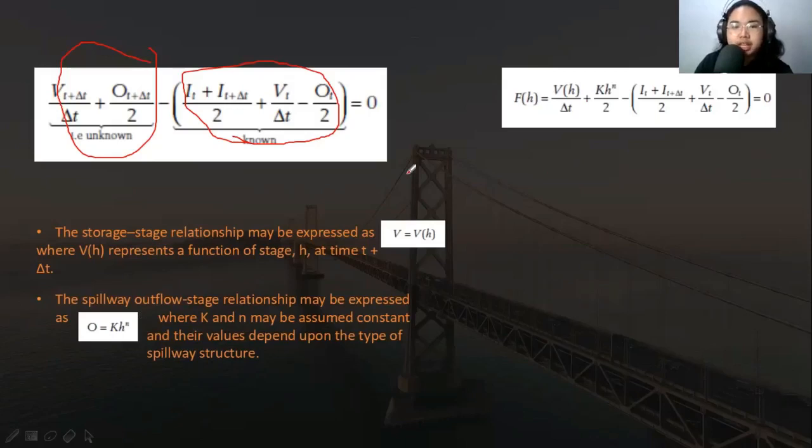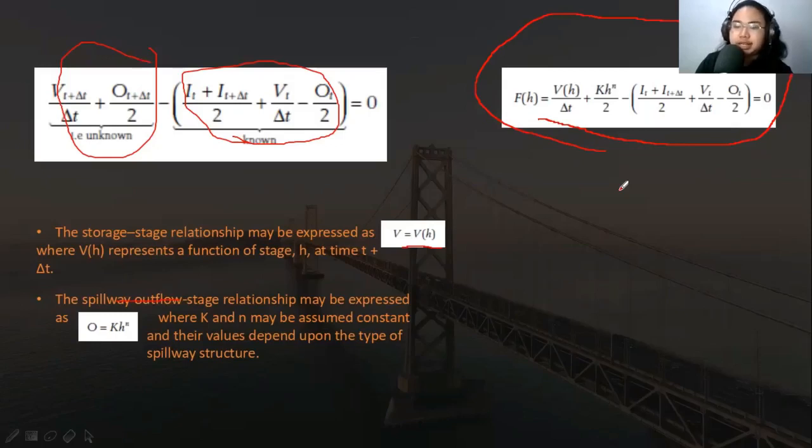So we substitute the storage-stage relationship and the spillway outflow-stage relationship, and we will come up with this equation. This equation is a nonlinear equation in one unknown, which is H. So this equation can be solved using a root finding method.